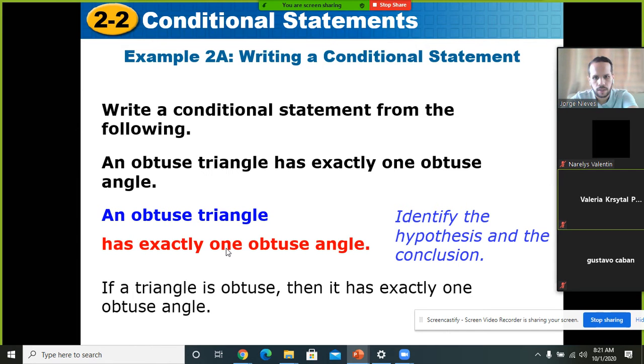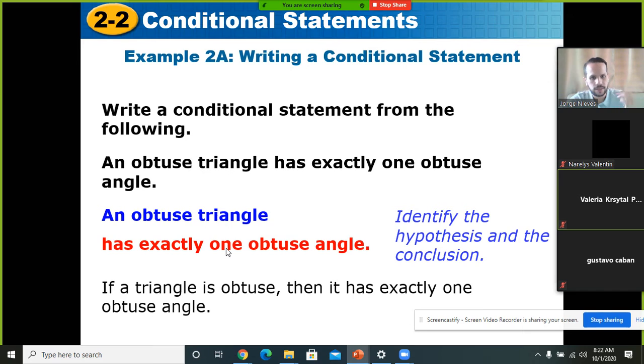Okay? If a triangle is obtuse, then it has exactly one obtuse angle. Okay? So that's how we identify the hypothesis and conclusion if we don't have the words if and then. We have to be careful. If we don't see the words if and then, we have to read it so we can see what the hypothesis is and what the conclusion is.